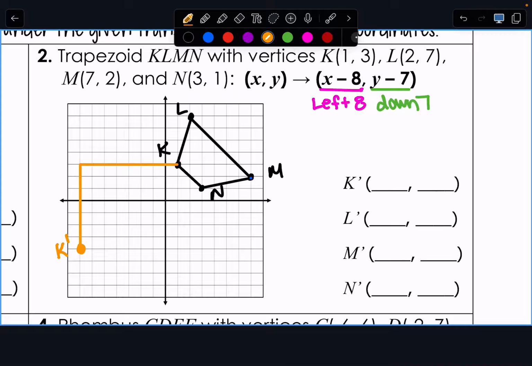All right, where's our new K? Is it -6, -4? No. -7, -4. Yes. It was 1 off. All right. L, I'm going to go 1, 2, 3, 4, 5, 6, 7, 8. And then 1, 2, 3, 4, 5, 6, 7.